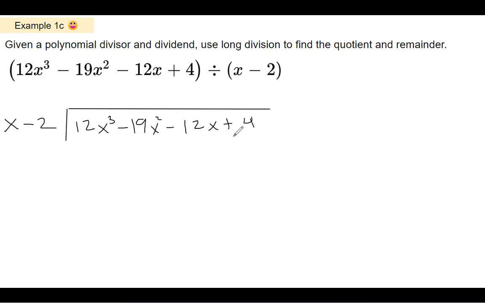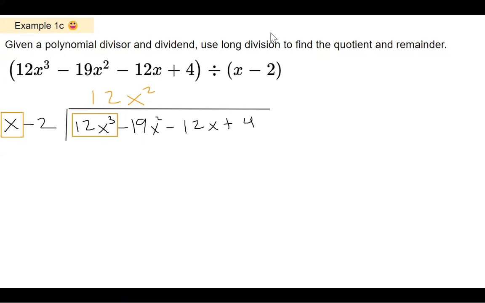Tessa, what do I do next? What do I focus on? My first terms, x and 12x to the power of 3. Thank you, Tessa. Divine, now what do I do? What do we multiply by 12x to the power of 2? So now we're looking to see what can I multiply x by so that it becomes 12x to the power of 3. I multiply by 12x to the power of 2.